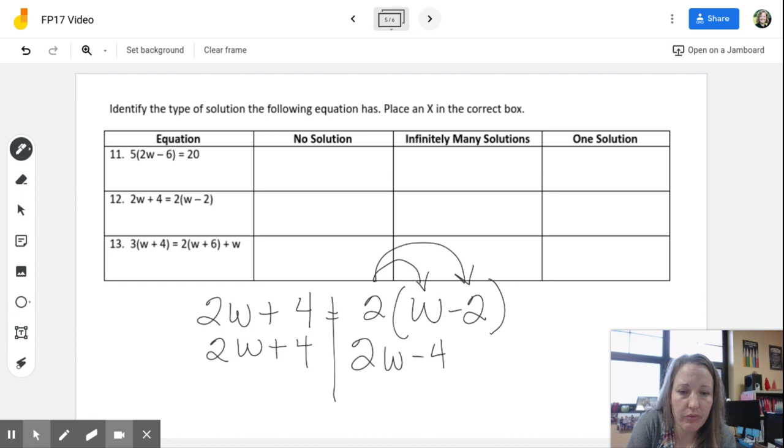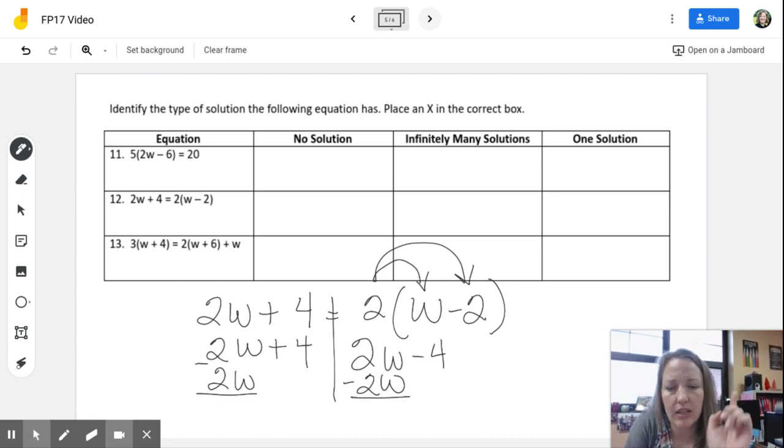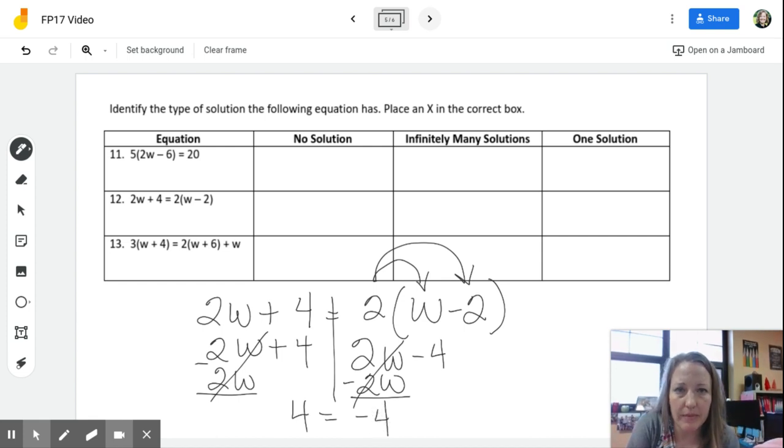If that had been plus 4, then it would be infinitely many solutions because it's the same expression on both sides. They're different, so I can continue, and eventually you're going to be able to see earlier what's going to happen, but these variables both fall out, don't they? So I get 4 is equal to negative 4.